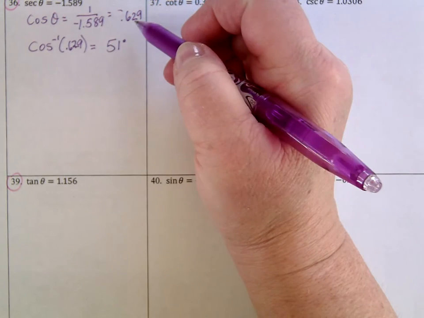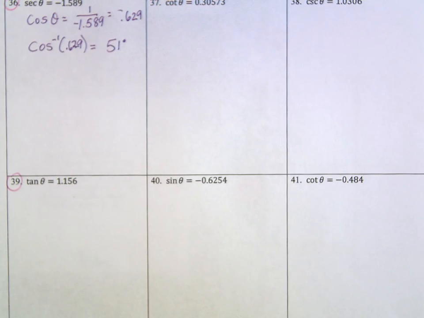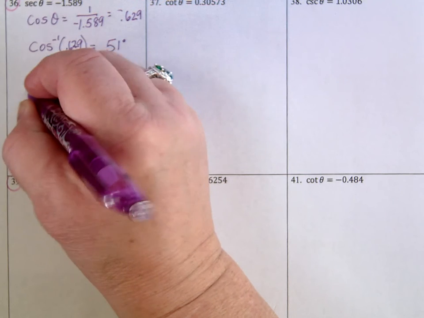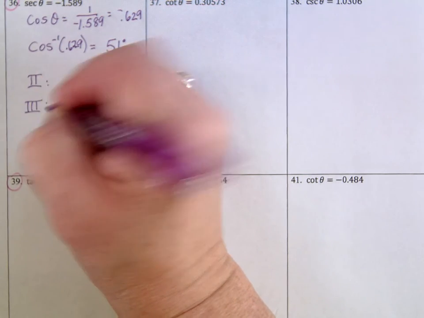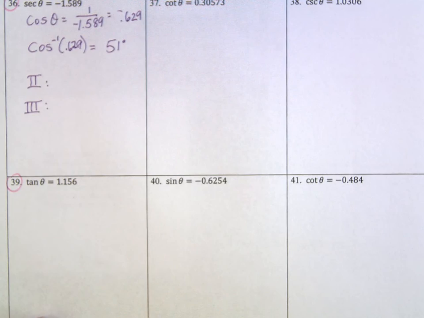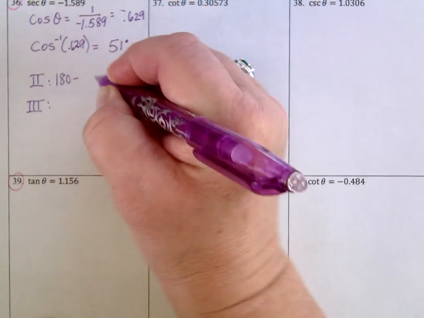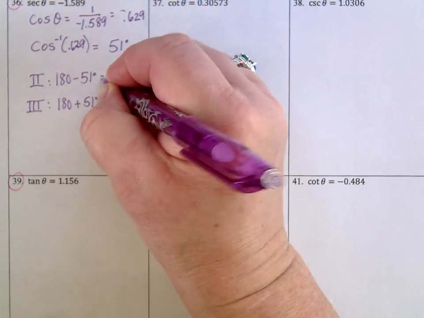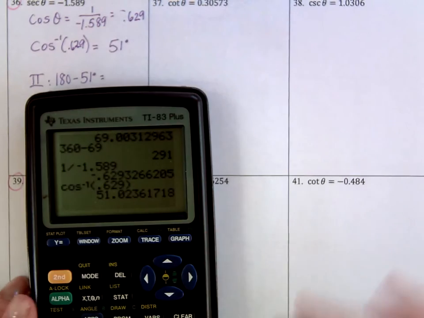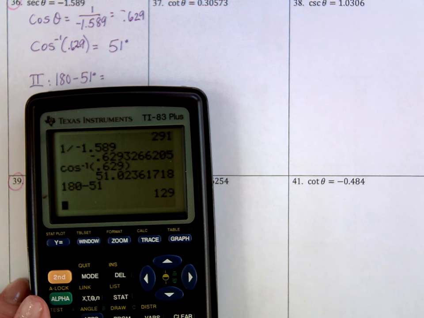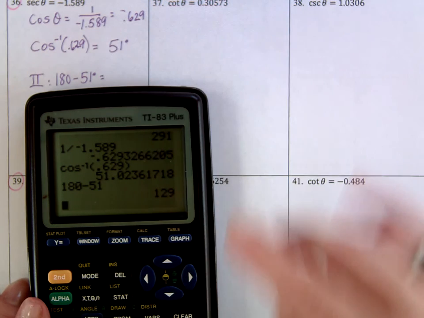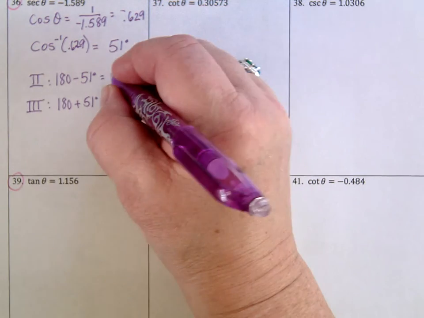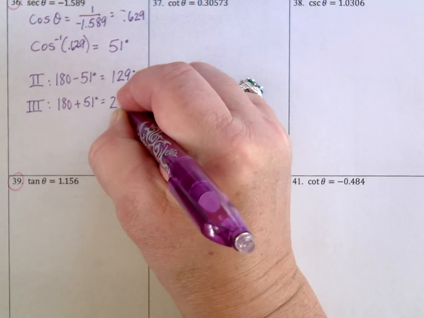I want to know where the cosine is negative, so I'm going to my chart, and if I look at where cosine is negative, it is negative in the second and third quadrants. I'm not going to pull that chart over. You have it from watching the intro video. In the second quadrant, it's 180 minus the angle. In the third quadrant, it's 180 plus the angle. And so let's do the math. 180 minus 51, I get 129. Second one is, if I do 180 plus 51, I get 231. So 129 and 231.